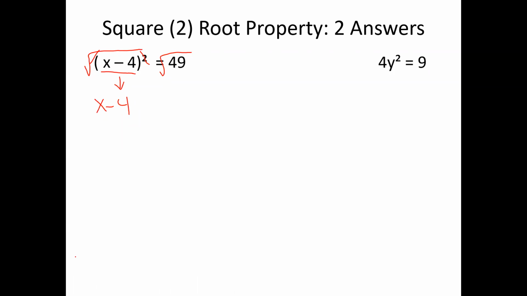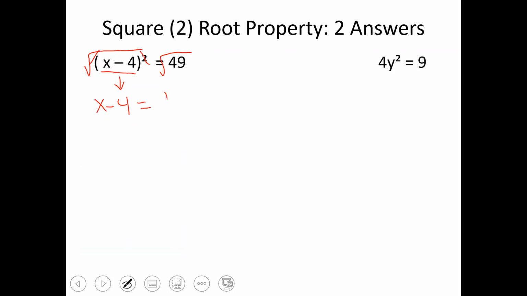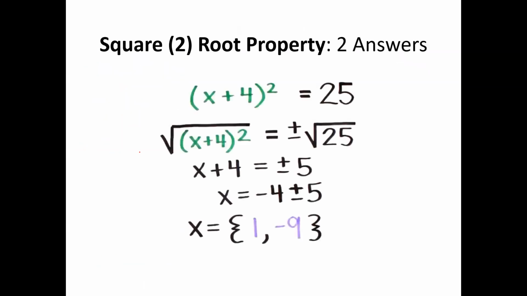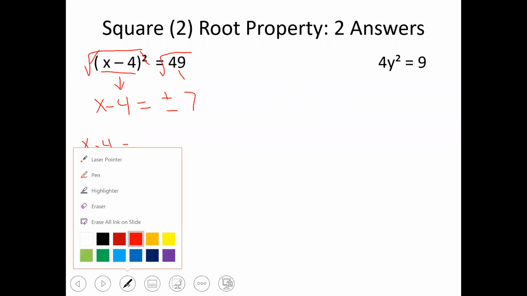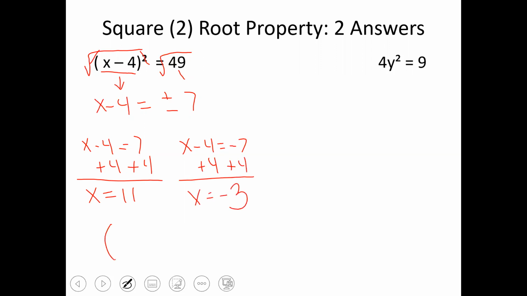A square and square root are opposite, so those cancel each other out. Now, before I do that right side, what are my signs for square root property? Plus and minus. Now, take the square root of 49, 7. So now we need to solve for x minus 4 with a positive 7, and then x minus 4 with a negative 7. So you're going to have two answers. So add your 4 to each one. So you should get -3 and 11.